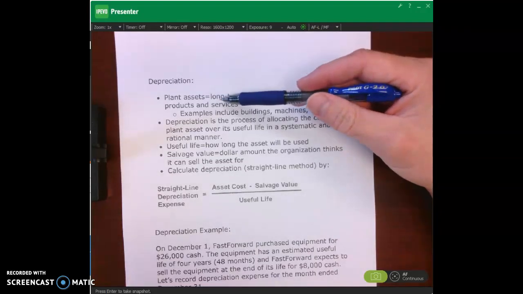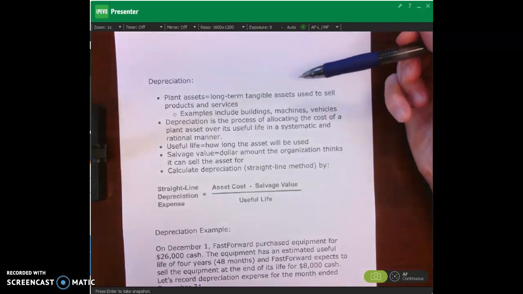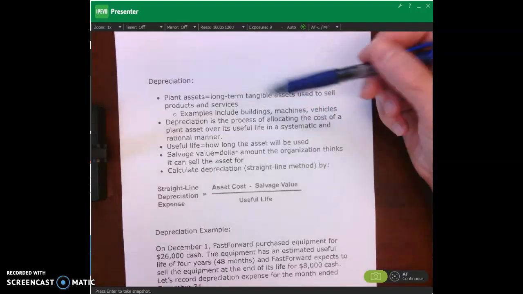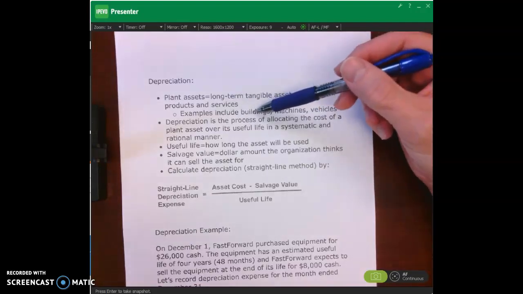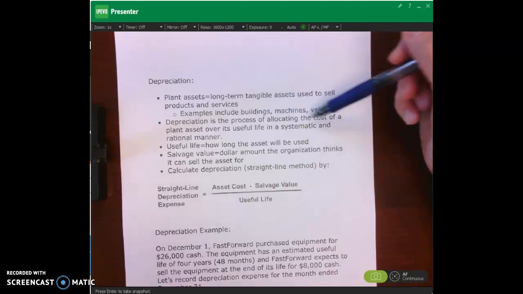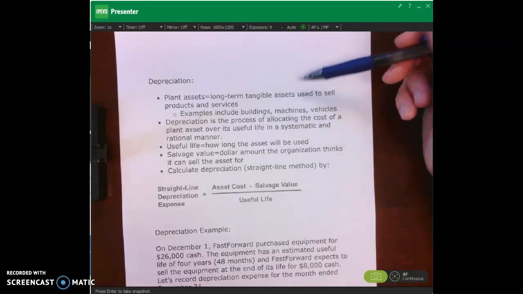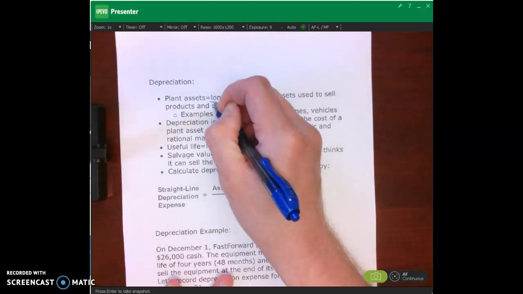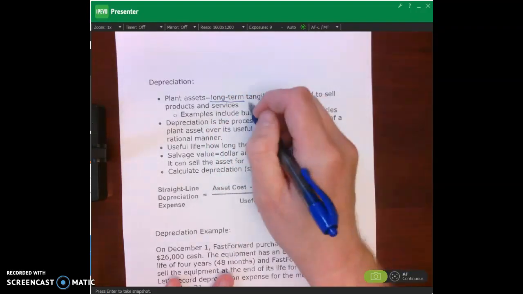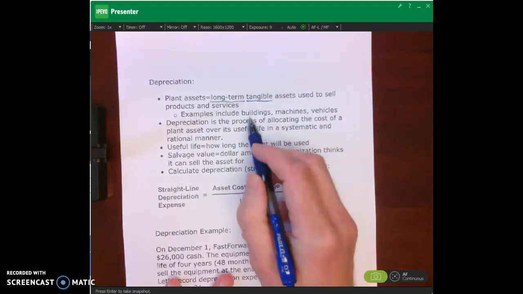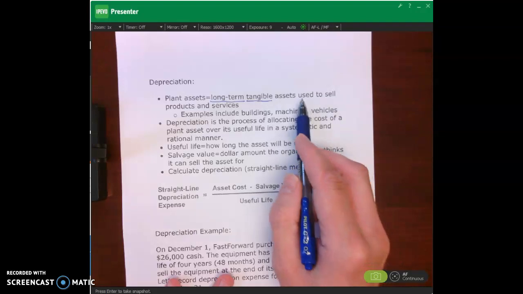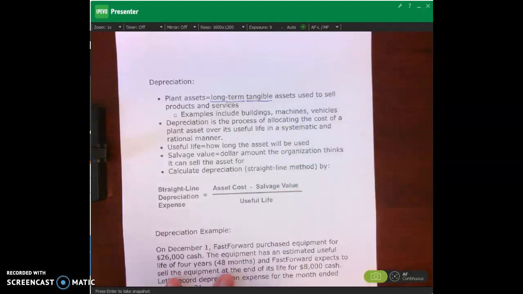Depreciation, though, relates to long-term tangible assets that are used to sell our products and services. So examples would be buildings, machines, and vehicles. These help us to generate revenue, and they're used over, it says here, long-term. They're used over multiple accounting periods. Tangible. Can you touch a building, machine, vehicle? Yes, you can. Okay, and those are used to help us generate revenue.